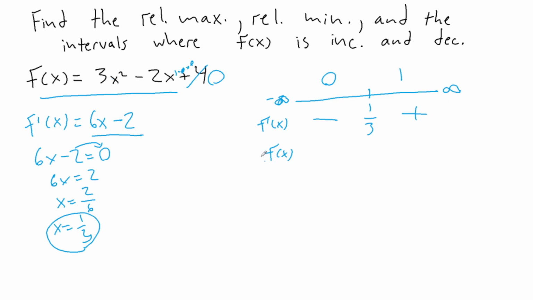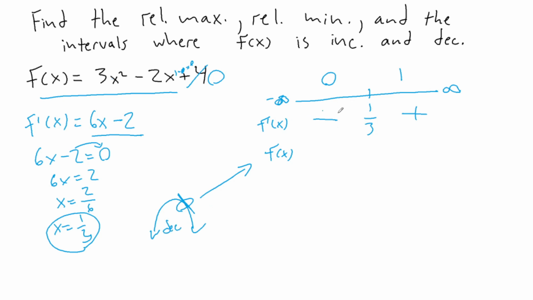When x is between negative infinity and 1/3, f prime of x is negative. If f prime of x is negative, that means the slope of the tangent line is negative, which therefore means that f of x, right here, is decreasing.